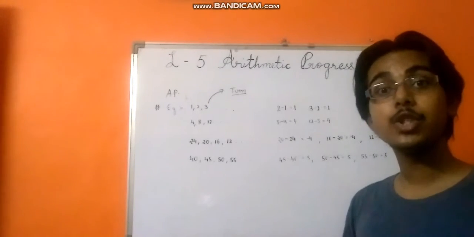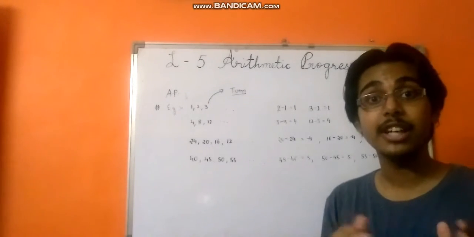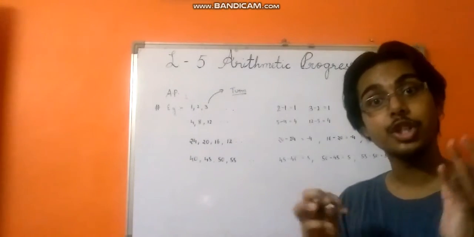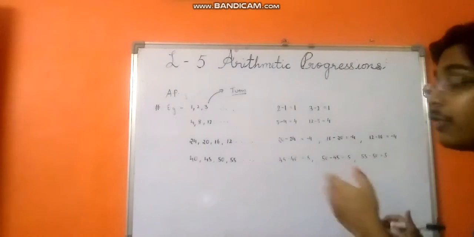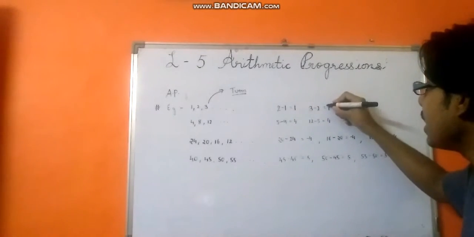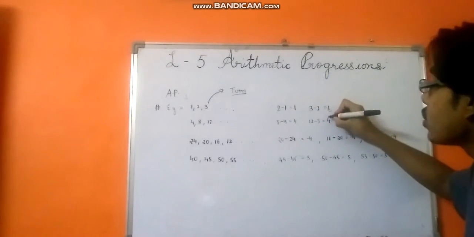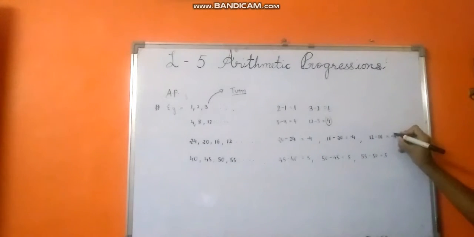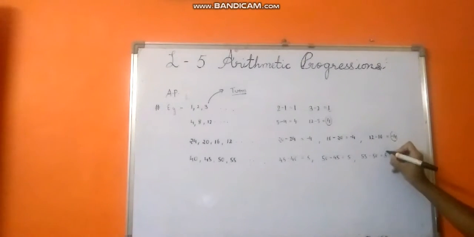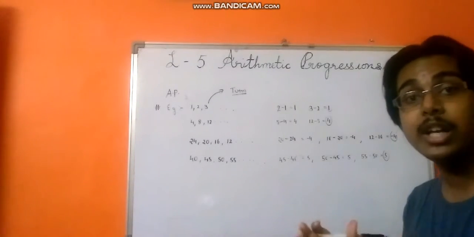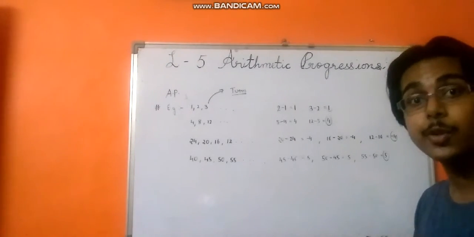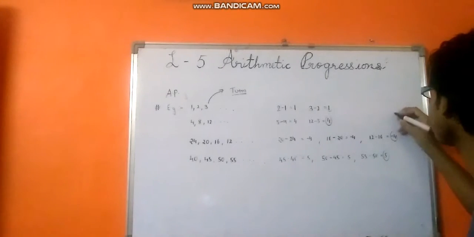So for a series to be called an arithmetic progression, the difference between all the terms should be the same. Now this difference, if we compare it with all the 4 series, we get the common difference here as 1, here as 4, here as minus 4, and here as 5. So this particular difference between terms of an arithmetic progression is known as the common difference.